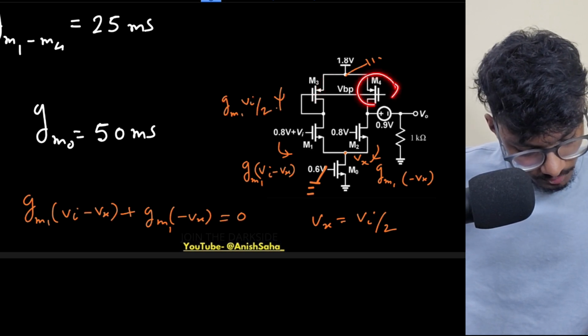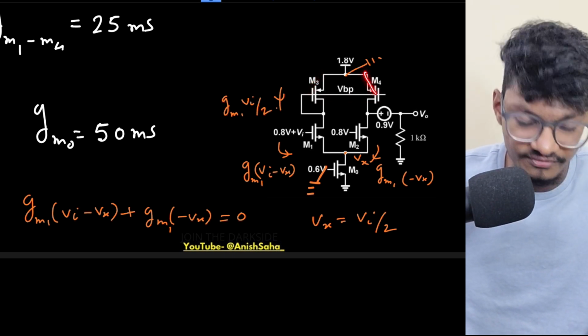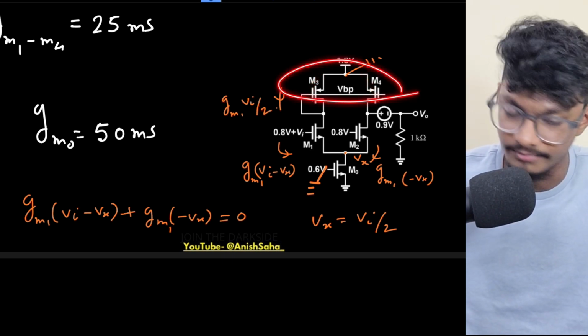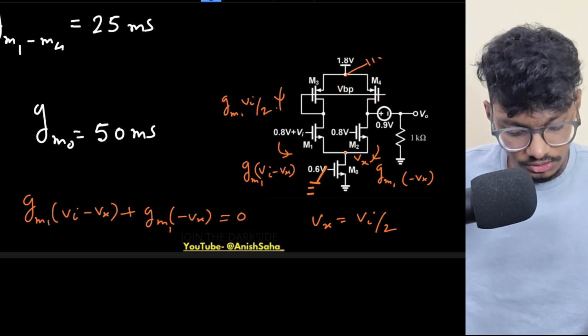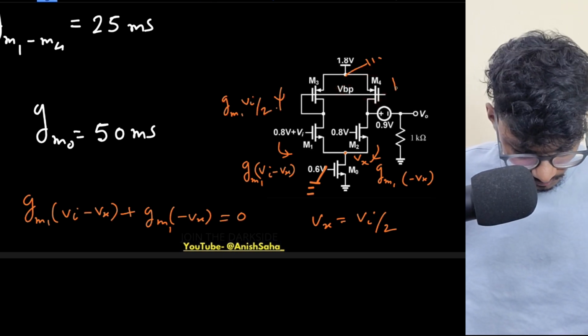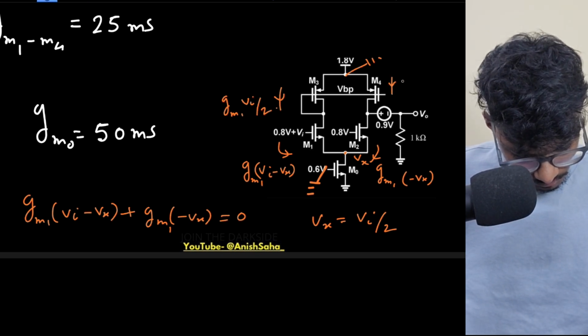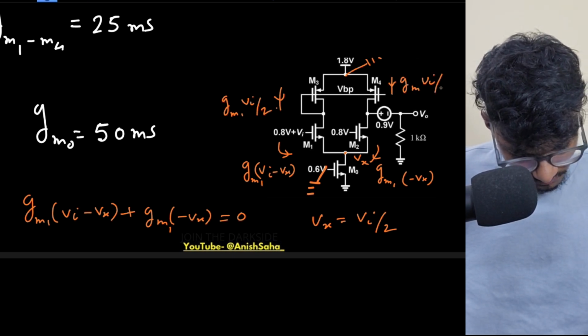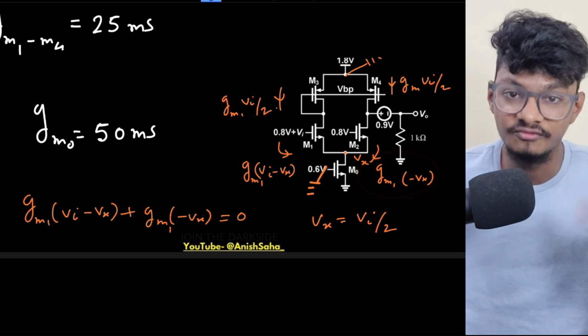Now the same amount of current will flow. Why? Because this is just a current mirror: the VSG of M4 and the VSG of M3 are both the same. So obviously the current will also be the same, because the GMs are also the same. So the same amount of current, GM Vi by 2, will flow through this as well, and this is GM1 times minus Vx, which is Vi by 2.